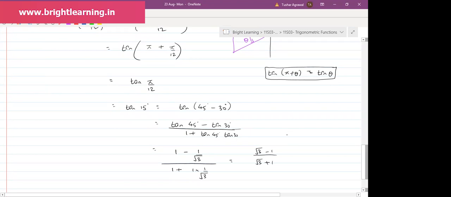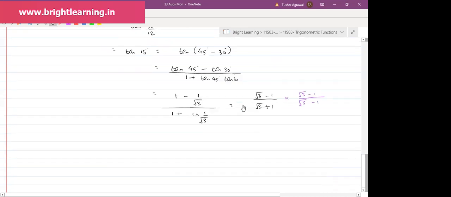If you rationalize it, multiply by root 3 minus 1, root 3 minus 1, it turns out to be equal to 2 minus root 3. The numerator turns out to be root 3 minus 1 whole square, 4 minus 2 root 3 upon 2. So you can give the answer in this format also.